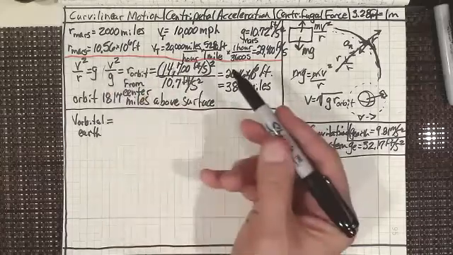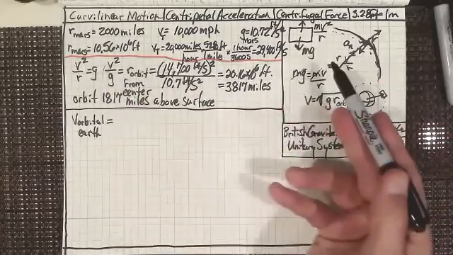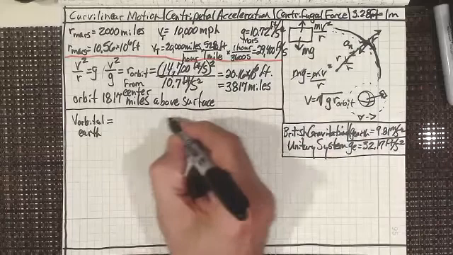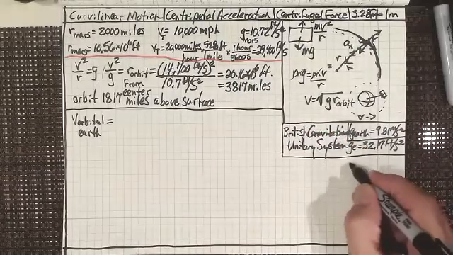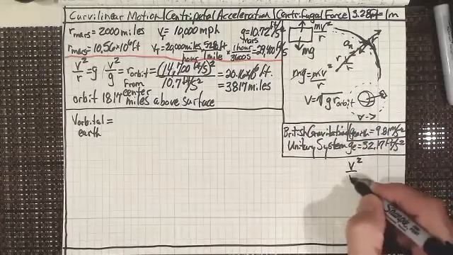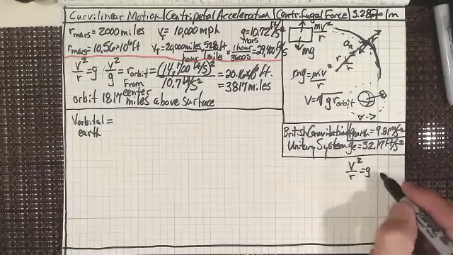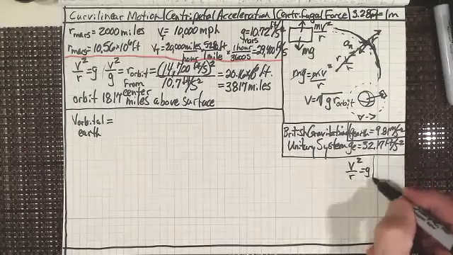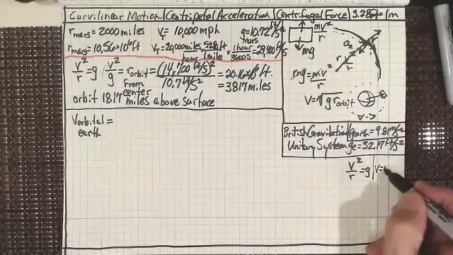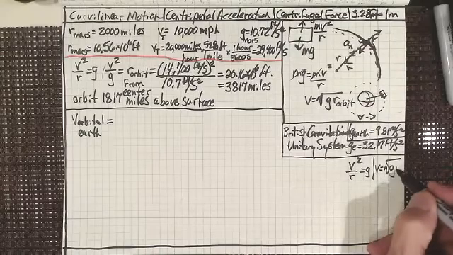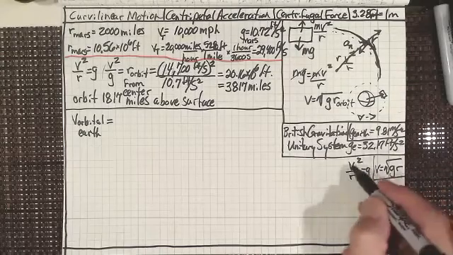v squared over r, in fact, I thought I wrote it down. No, I didn't. So let's write that down. So, v squared over r equals g. So really what that tells me is that v equals the square root of g times r, right?